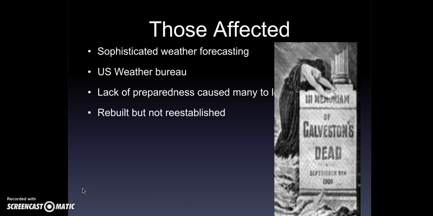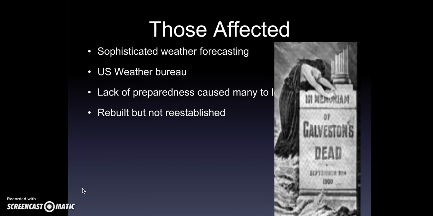So those affected. At the time, there weren't any sophisticated weather forecasting systems, and so many people were not prepared for it. So I don't believe there was a specific group that was generally affected. It was just anybody who was on the island and present for the storm. The U.S. Weather Bureau did send a warning, but many didn't listen to it and just ignored it.